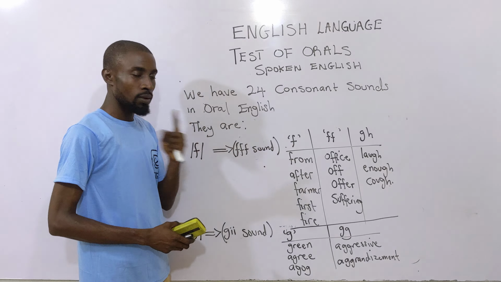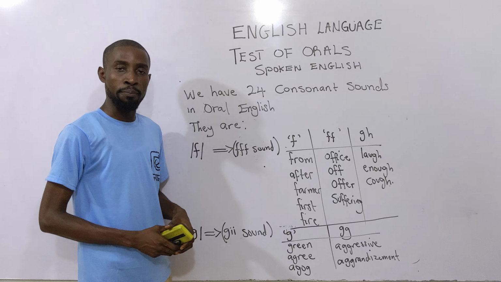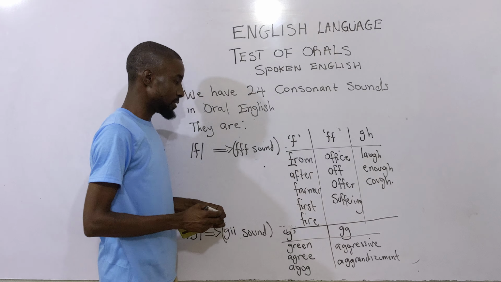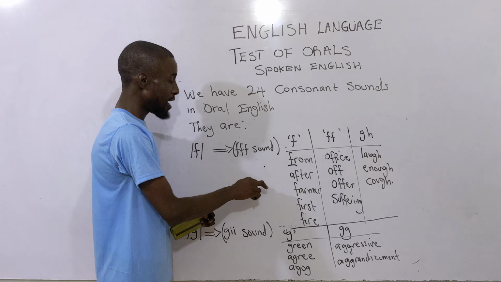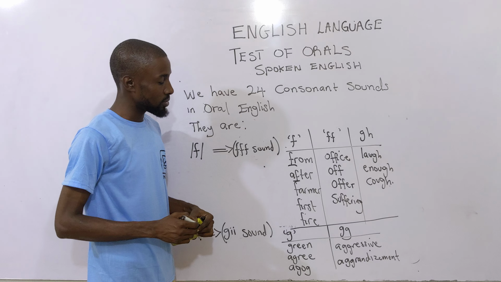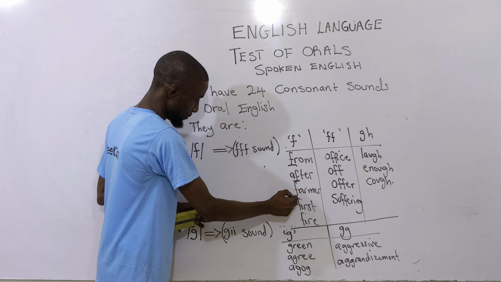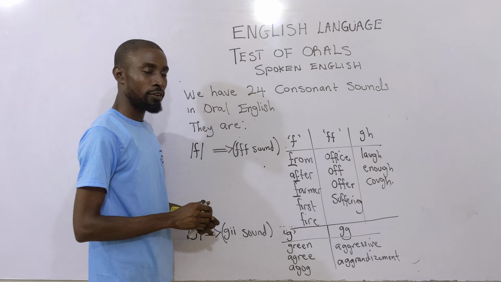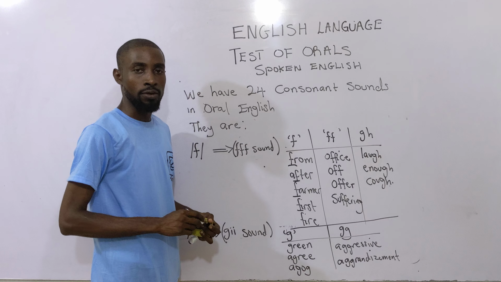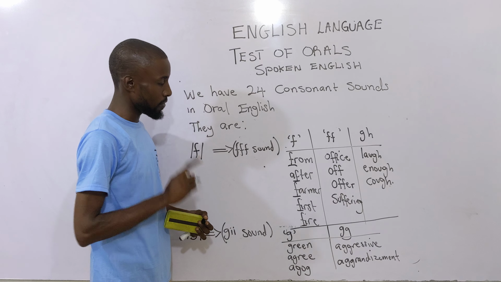Then we have examples here under the single F. Here we have from, all right? That's single F. Then we have have to. We have that single F. Then we have family, single F. Then we have first, which is the F sound. And then we have fire. That's the F sound again for single F.